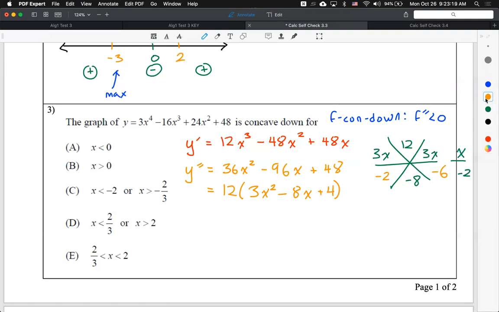-2. So that means if I come down here, our true factored form for our second derivative is 12 times the quantity of 3x minus 2 times the quantity of x minus 2. Whew, all right, that's still the second derivative. It helps to have it factored because it makes your life really, really easy. Let's go ahead and make our number line.